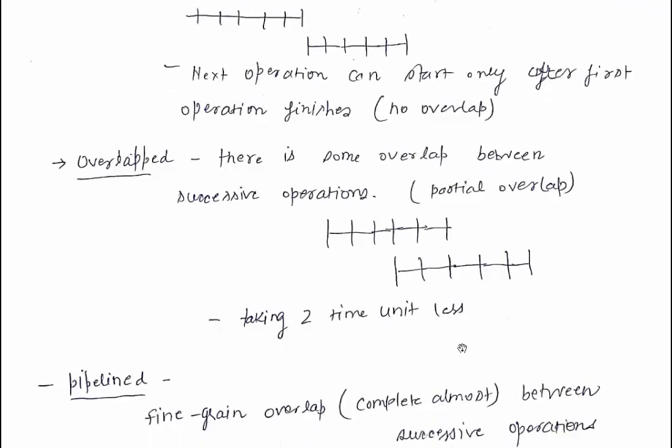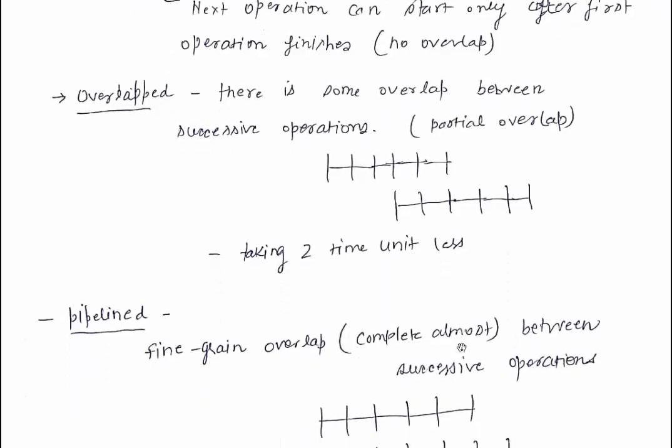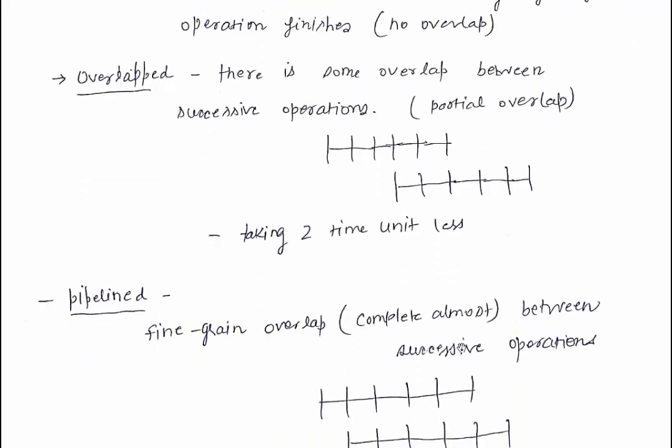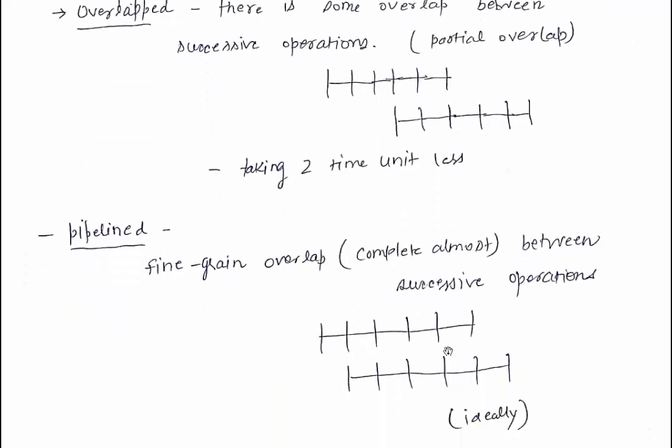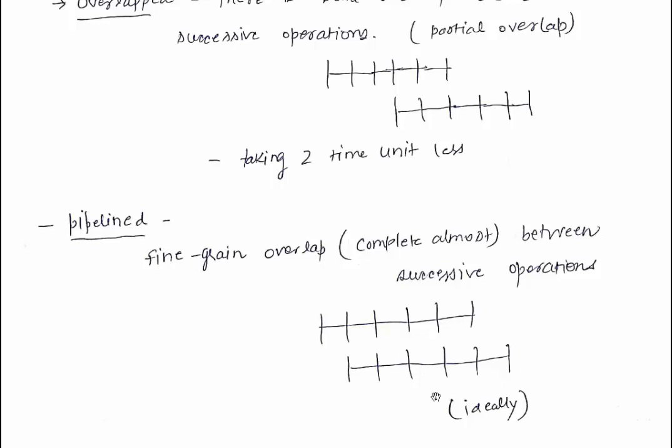Now the third is pipelined. Pipelined is fine-grain overlap, that means almost complete overlap between successive operations. This is how a pipelined execution of instructions can be. This has 6 stages, and leaving the initial stage, the second instruction is overlapped. When the first instruction is getting decoded, the second instruction is allowed to fetch. That is the ideal scenario.